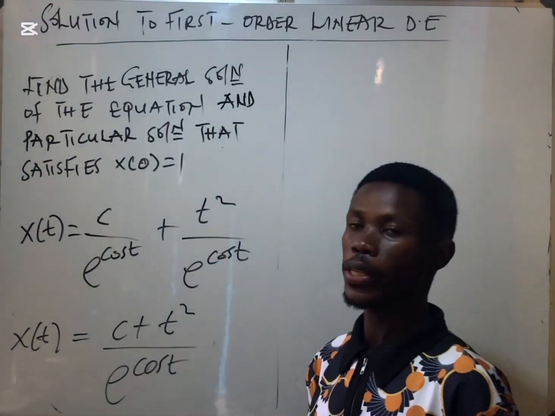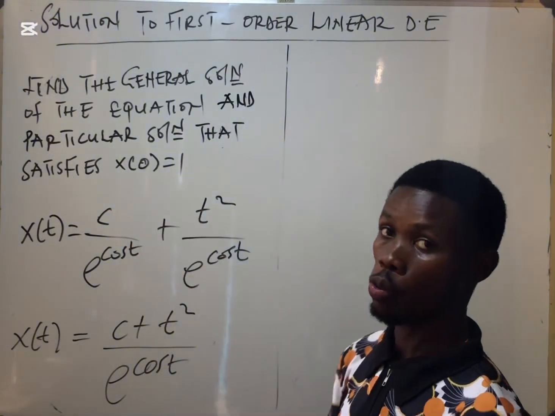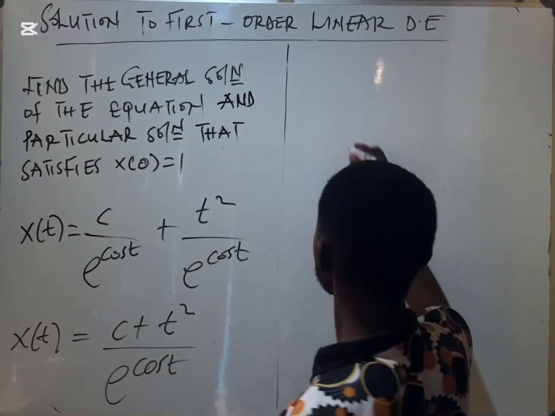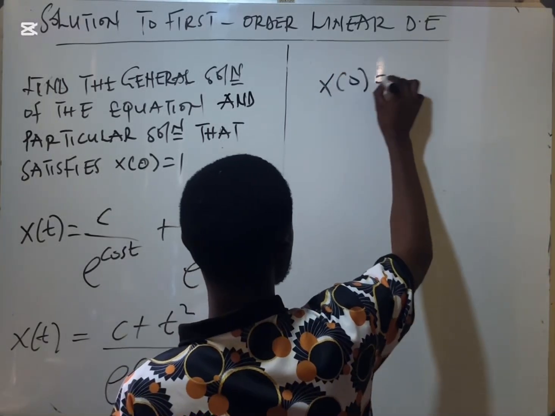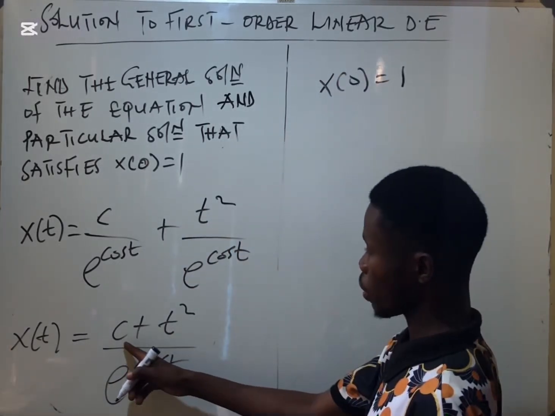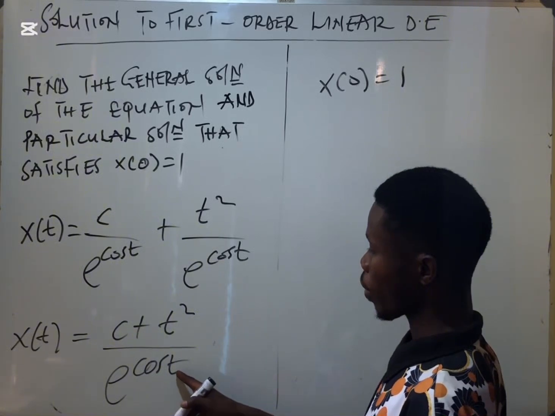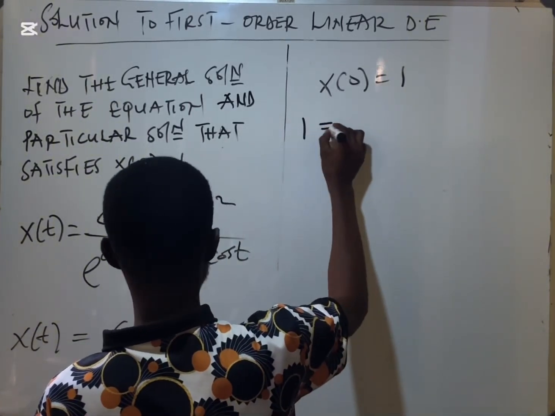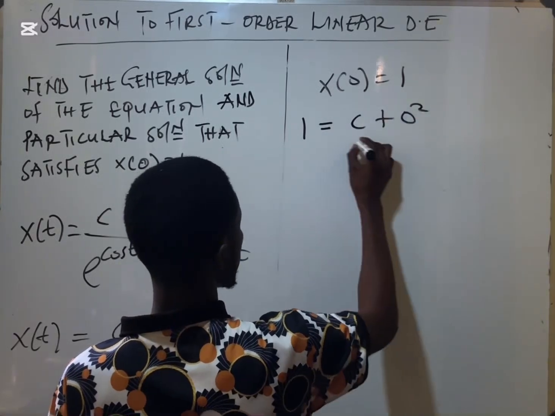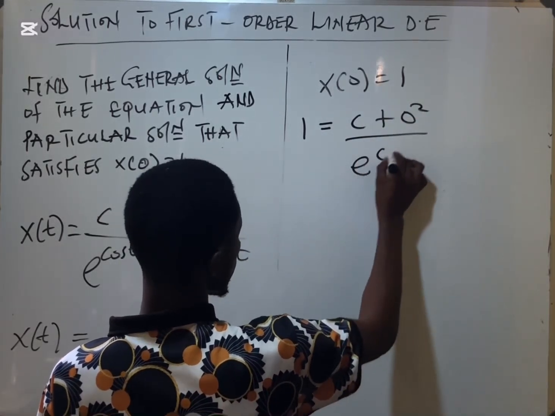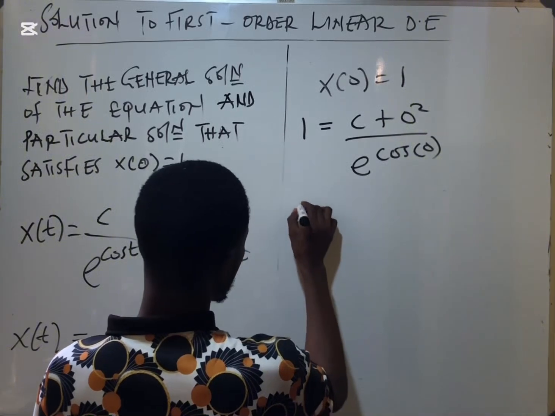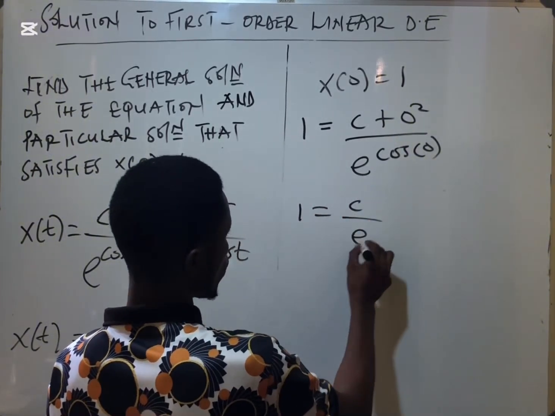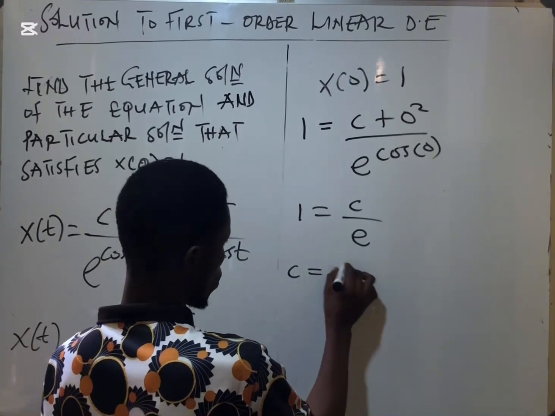Okay, so the next point, the question said we should find x at 0 equals 1. So, meaning that t is 0, x is 1. So, x at 0 equals 1. So, when I come to this place, wherever I see t is 0, wherever I see x is 1, so x is 1. So, it's going to be 1 equals c plus 0 squared, all divided by e to the power cos 0. So, 1 is equals to c over e, since cos 0 is 1. So c is equals to e.